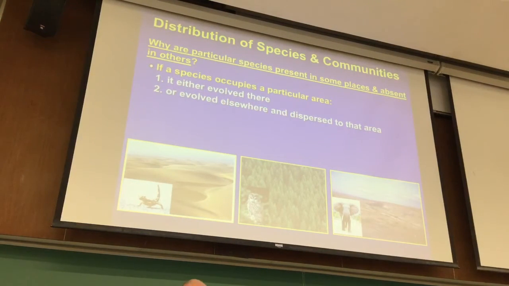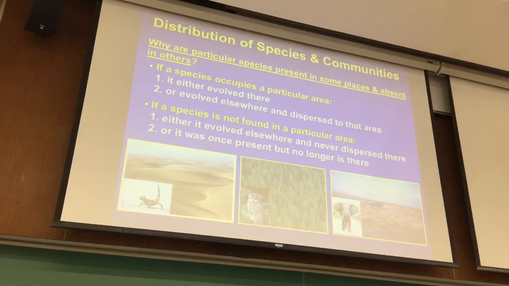That's logical. And then the counter to that is, if it's not here, well, why not? It evolved someplace else, but it never got here. Or it was once present, but now it's extinct. It either went away or it went extinct in that particular locality. Okay? So those are really common logical deductive reasons for why it's here, but not there. How do you test it?